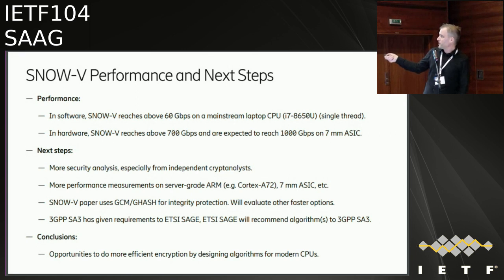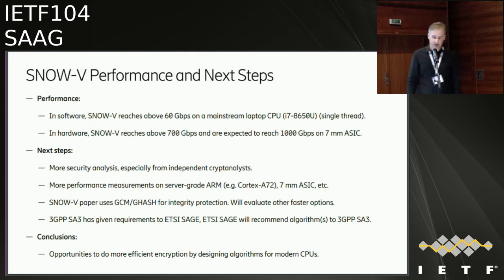The process in 3GPP is that 3GPP has given requirements to ETSI-SAGE. ETSI-SAGE is like CFRG for 3GPP. ETSI-SAGE will then recommend algorithms to SA3, after probably a lot of ping pong with licensing. And then the final decision lies with 3GPP SA3 to decide what is used.